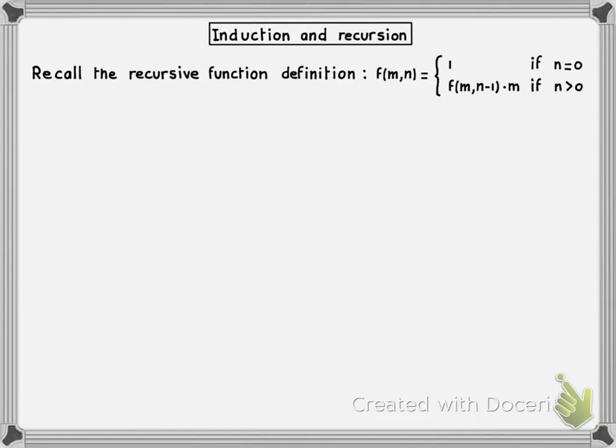earlier in the lecture, namely the function f of m comma n, which is defined as 1 if n is equal to 0, and as f of m and n minus 1 times m otherwise. Remember that I asked you to figure out what function that was. So the answer is that f of m comma n is the exponential function. More precisely, m is the base of the exponential and n is the exponent.